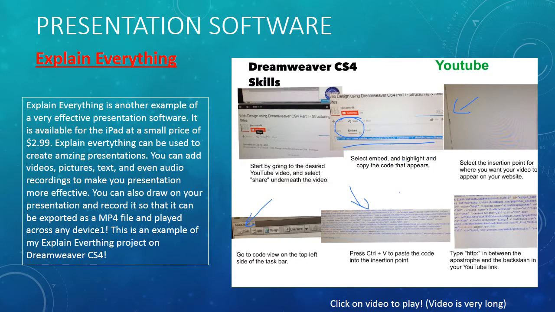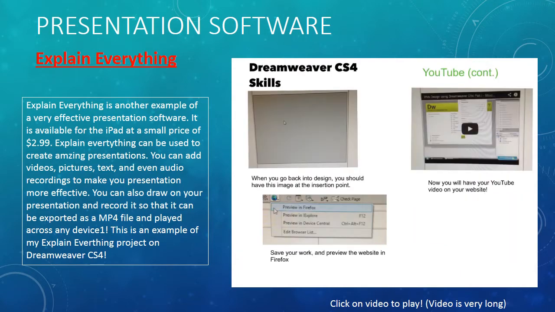Next, you have to type HTTP: in between the apostrophe and the backslash in your YouTube link. When you go back into design, you should have this image at the insertion point. Save your work using Ctrl-S and preview the website in Firefox. Now you will have your YouTube video on your website.